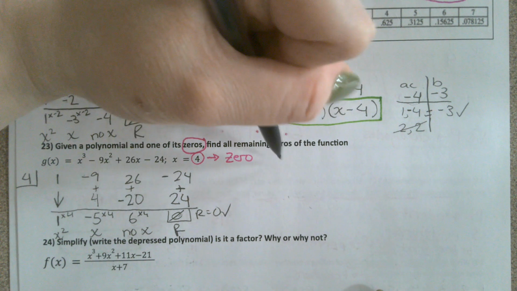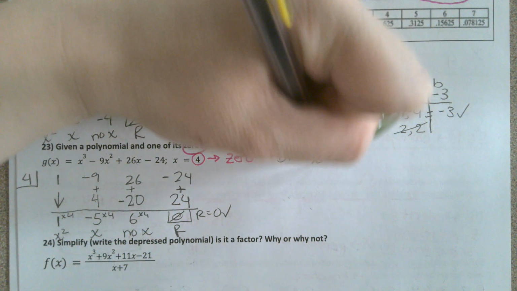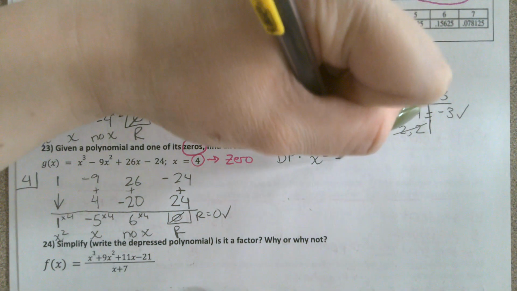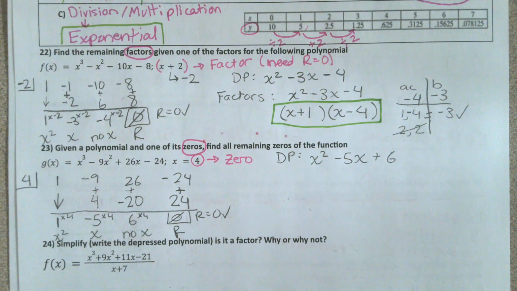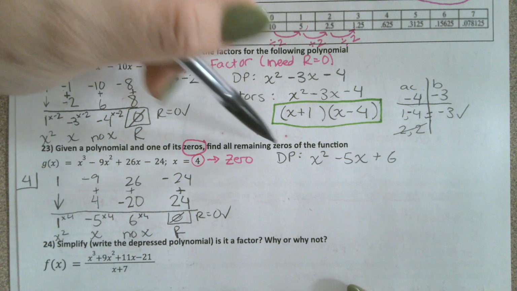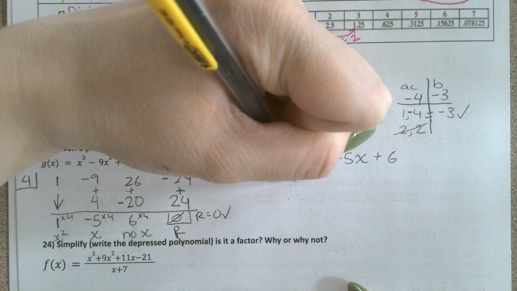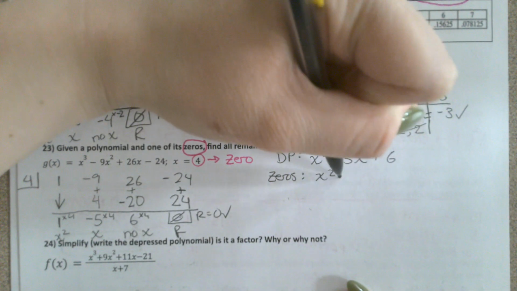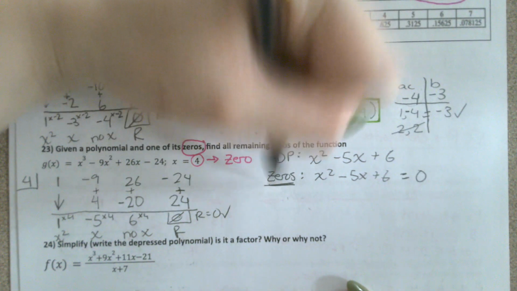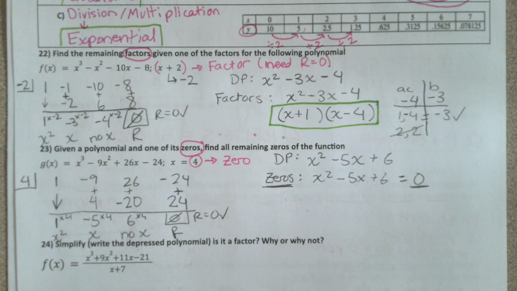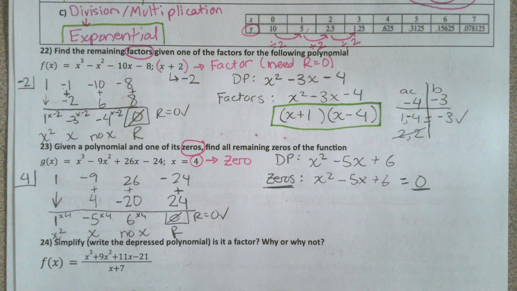From here I create my answer, the depressed polynomial. 1x squared, or just x squared, minus 5x, plus 6, no x on it. And then from here they asked for zeros. So that means I bring this down, x squared minus 5x plus 6, and I set it equal to 0. Zeros means it equals 0. So this means I have to factor it and solve the binomials.